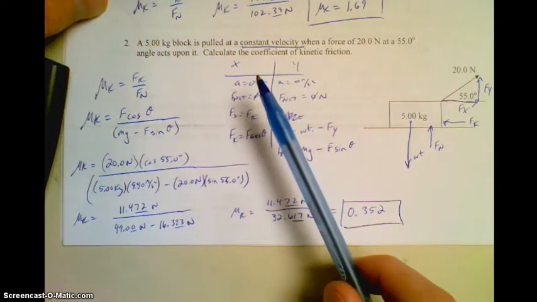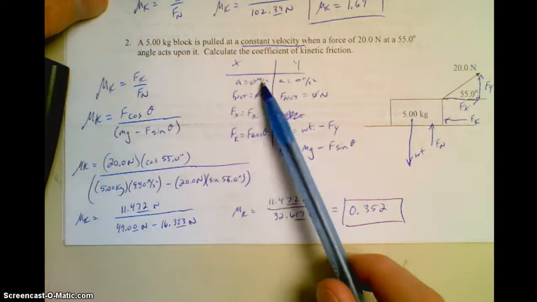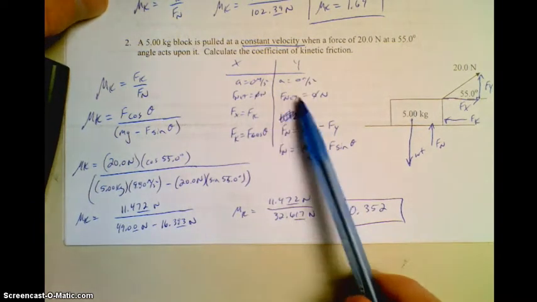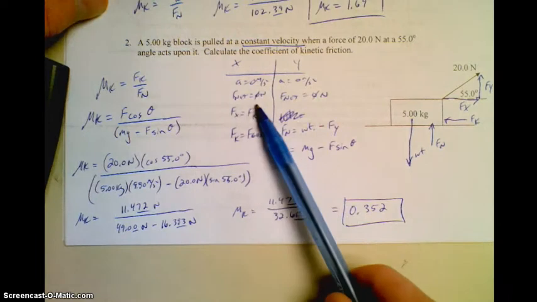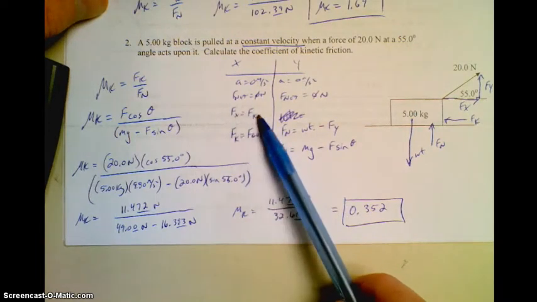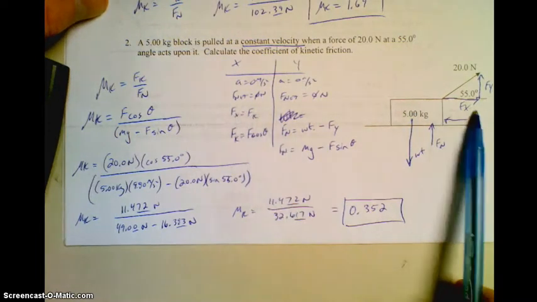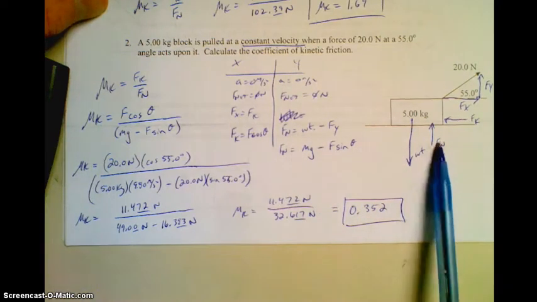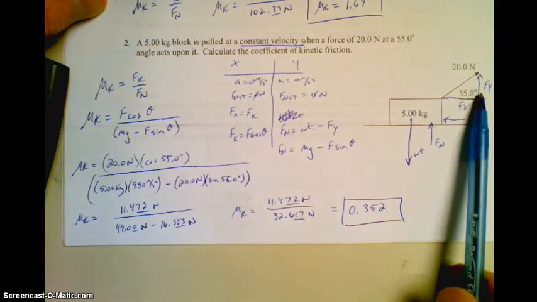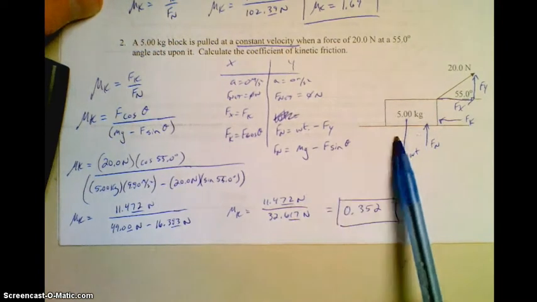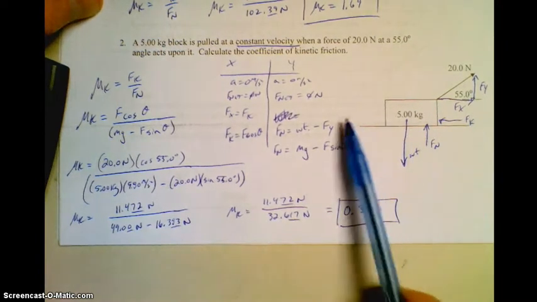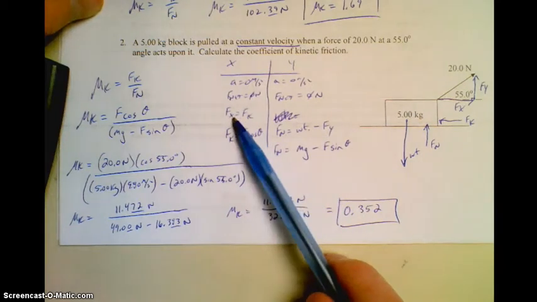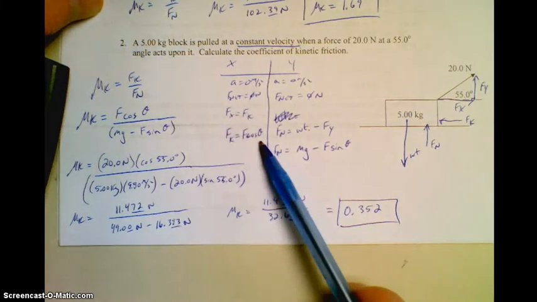We can kind of see my thoughts here, where the object is accelerating in neither the X nor the Y direction, so the net force is 0. So if the net force is 0, the forces in the direction of motion are equal to the forces that oppose motion, so Fx and Fk are equal to each other. And then in the Y, the normal force is equal to the weight minus Fy. Or you could say the weight is equal to Fn plus Fy and then solve for Fn. That works as well.